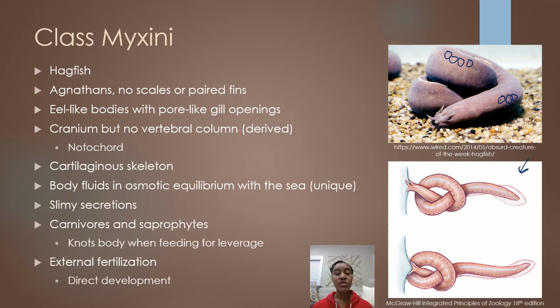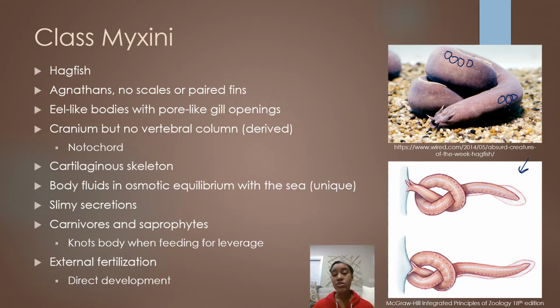Hagfish often produce this slimy secretion as a protective mechanism. There's some pictures online if you're interested in seeing it. It's actually quite extraordinary how much slimy residue they can produce from just this one relatively small animal. And this is a really good protective mechanism against predators because it makes them almost impossible to hold.